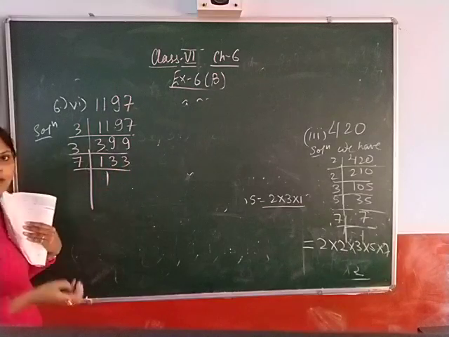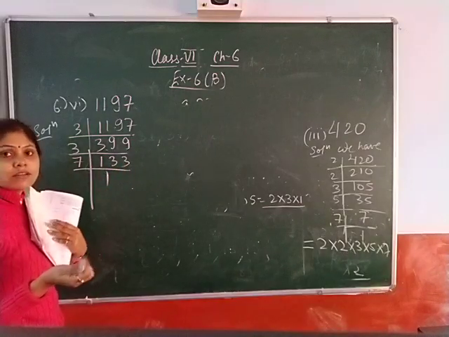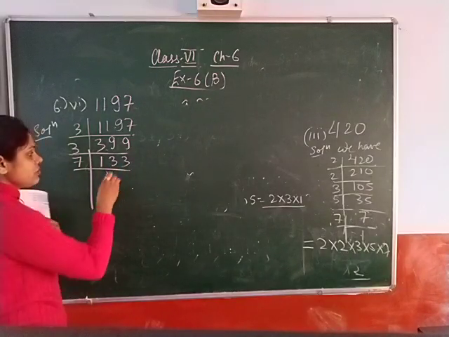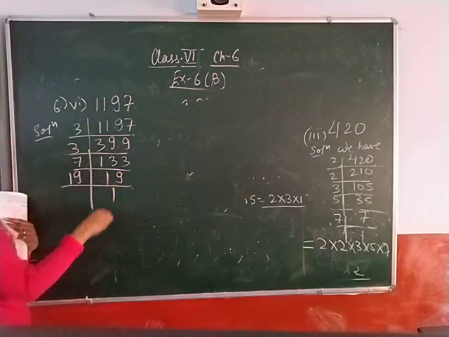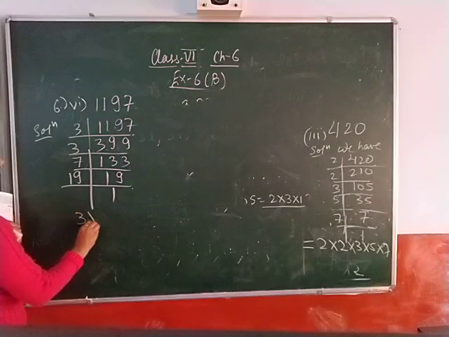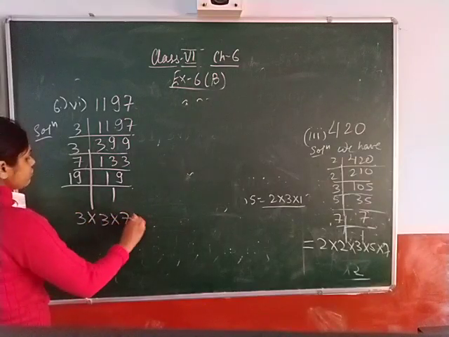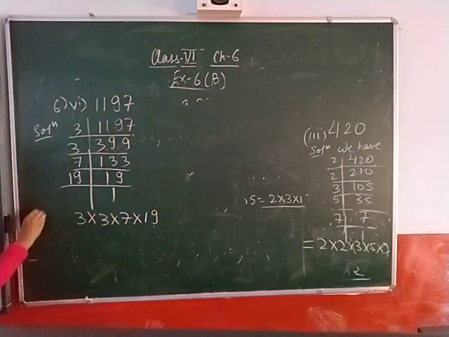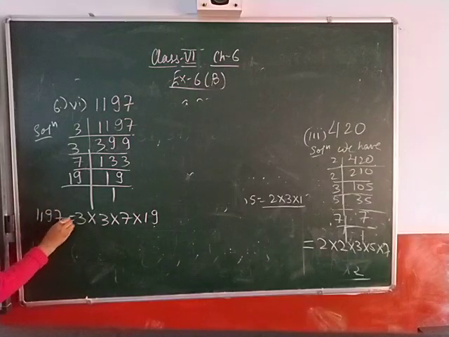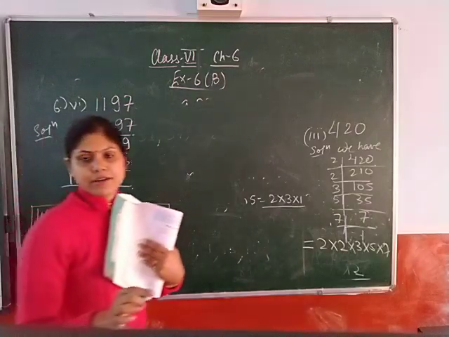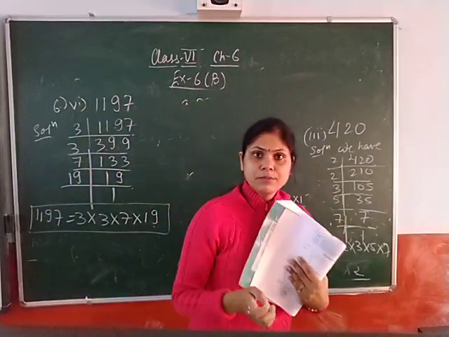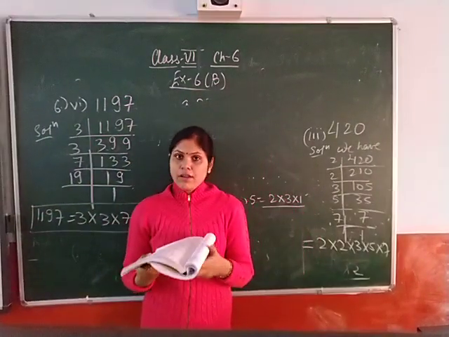7. 7 is the factor. 8, 9, 10, 11, 12, 13. How much is left? 6. 63. 7 nines are 63. Now, 19 is divisible by itself. So what will be the prime factors of this? 3 into 3 into 7 into 19. 1197 is equal to this. So, like this, you have to take up the prime factorization. Clear?